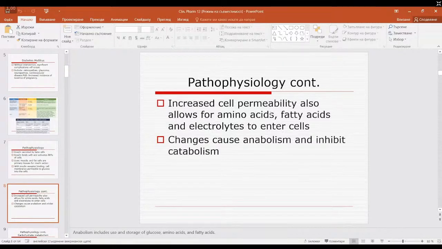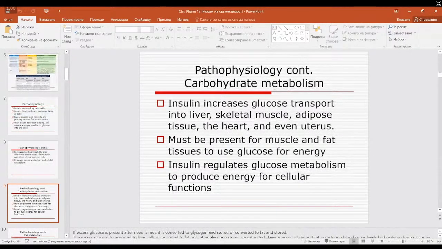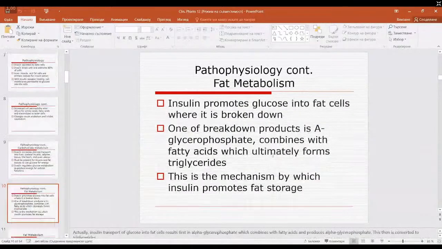So also increased permeability allows for amino acids and fatty acids and electrolytes to enter the cell, and it also affects anabolism and catabolism of cells. Insulin, besides that, increases glucose transport into liver, skeletal muscle, again adipose tissue, the heart, also the uterus, and it's a must for it to be present so that muscle cells and neuronal cells are able to use glucose for energy.